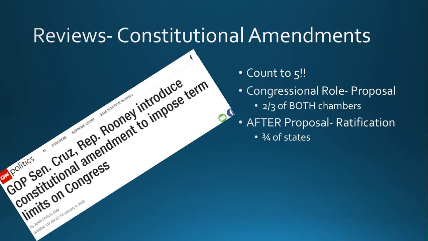So again, counting to 5, one member of Congress with an idea, proposal by 2/3 vote in both chambers, ratification by 3/4 of the state legislatures, and then the 5 is Article 5 of the Constitution lays out the amendment process. Notably for this unit, remember that only Congress has a role in the constitutional amendment process. The federal courts have no role in the amendment process.